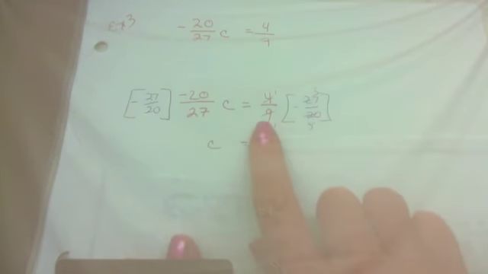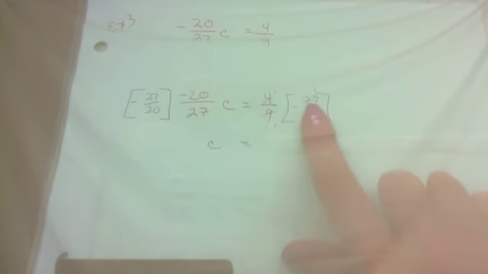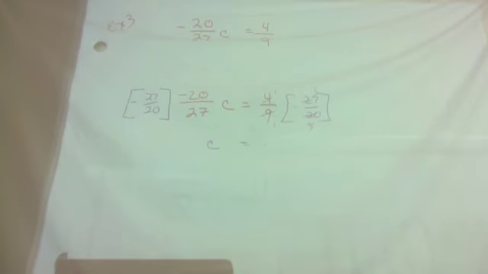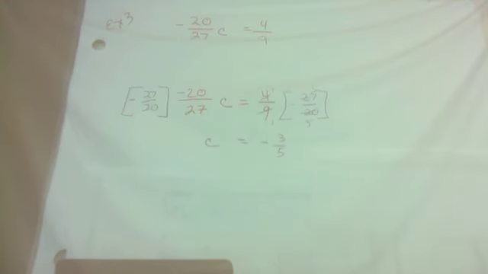And now I just do the math of 4/9 times a negative 27 over 20. The 4 can simplify with the 20 to get a 5. The 9 simplifies with the 27 to get a 3. I see that my answer, don't forget to figure out your sign, is going to be negative 3/5. And if I were to take negative 3/5 and multiply it times negative 20 over 27, I would get 4 ninths. All right, let's have you guys try one.